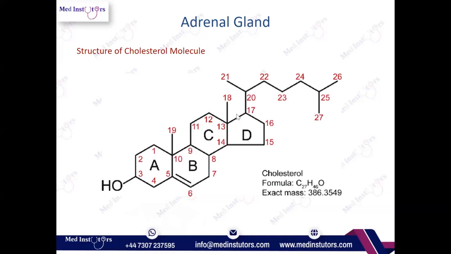And what else can we see in the cholesterol molecule? It has 4 rings, A, B, C, and D. And there are different questions, like let me extract some questions from the cholesterol molecule. Please do let me know in the chat box at which carbon number the hydroxyl group is attached. Look at the picture and solve this question.